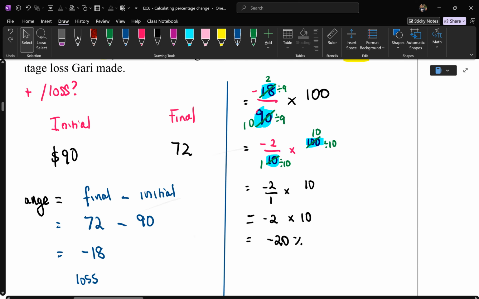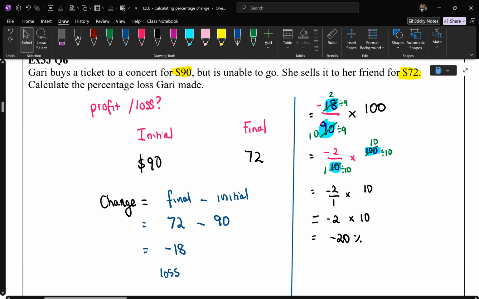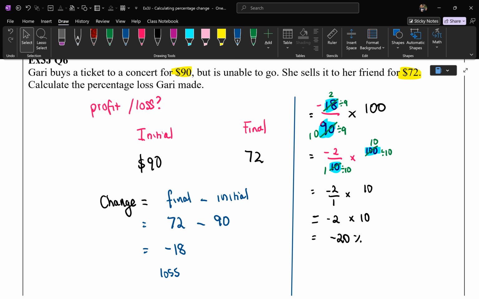I'm going to zoom out so you can see. So what do we do? First, find the change. Now you can find the change. I know you know the difference, but I want to see that negative. So to get that negative, it's final minus initial.